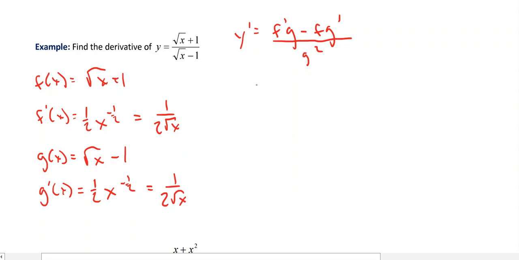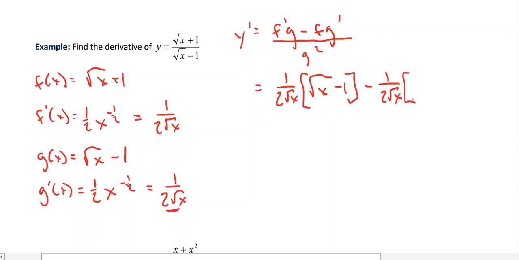Let's see what we get here. F prime is 1/2 square root of x times g, which is the square root of x minus 1, minus f times g prime. So I'm just going to switch the order of those. I'm going to put the 1/2 radical x, that's my g prime, times f, which is the square root of x plus 1, all over the square root of x minus 1 squared.